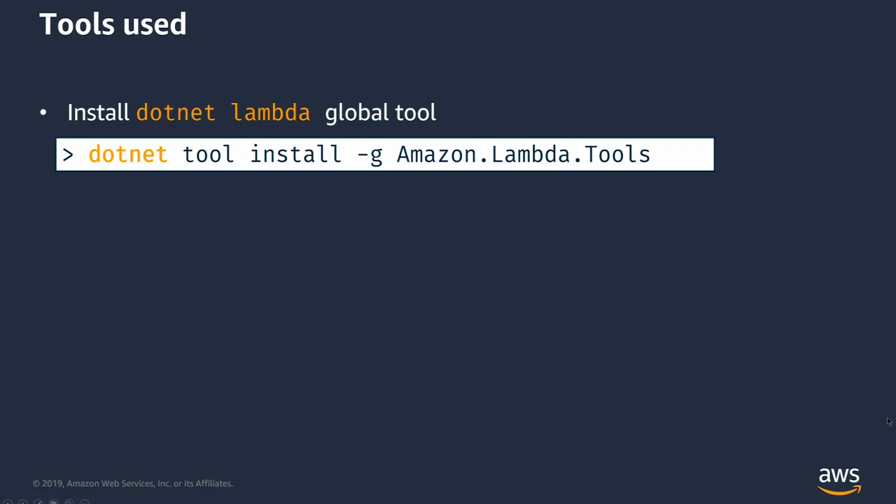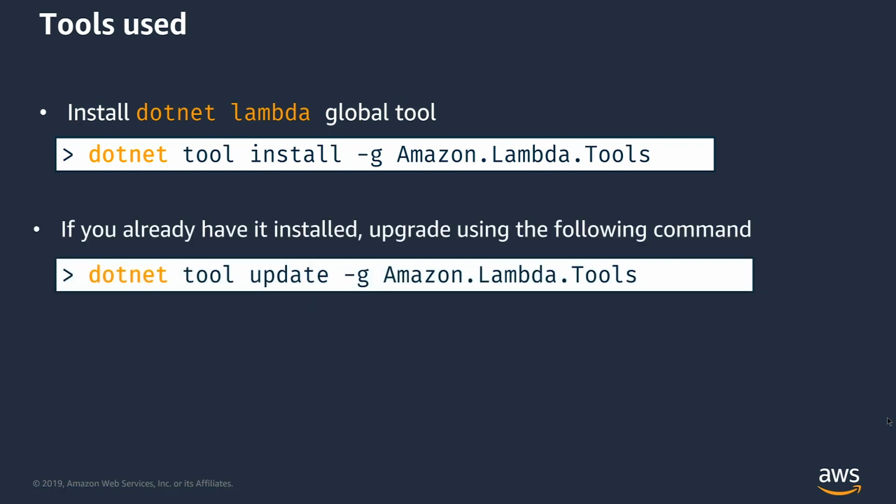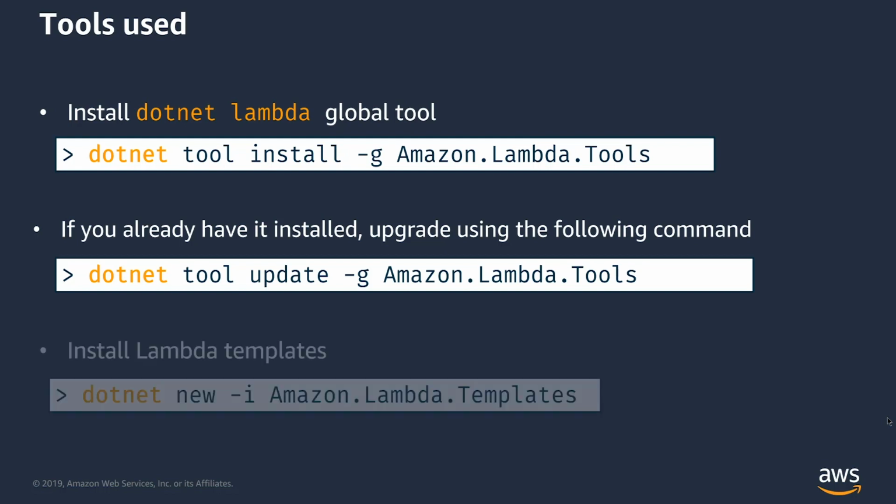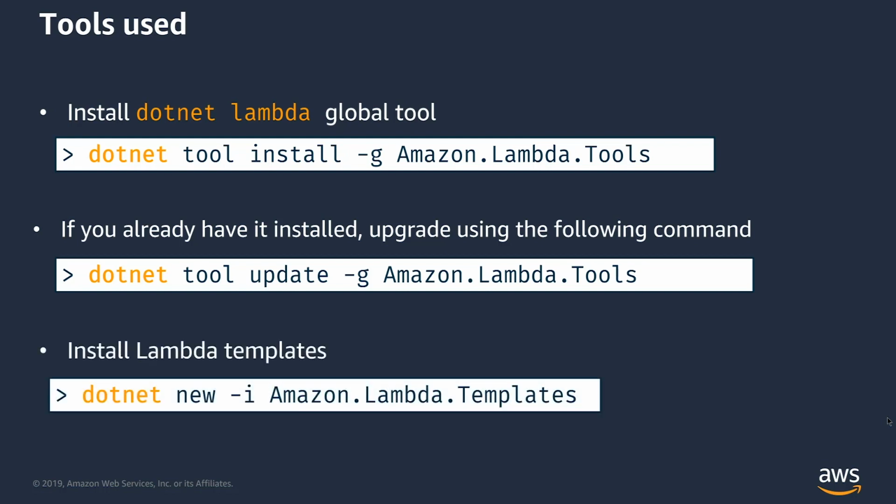Before we see a demo of how to do this in the real world, let's walk through the tools we will use. In addition to installing and configuring AWS CLI, first install the .NET Lambda Global tool using this command, which allows us to easily create, test, and deploy Lambda functions. If you already have the tool installed, you need to update it with this command in order to work with Lambda layers. You will also need to install Lambda templates using this command, which will allow you to create Lambda projects easily.